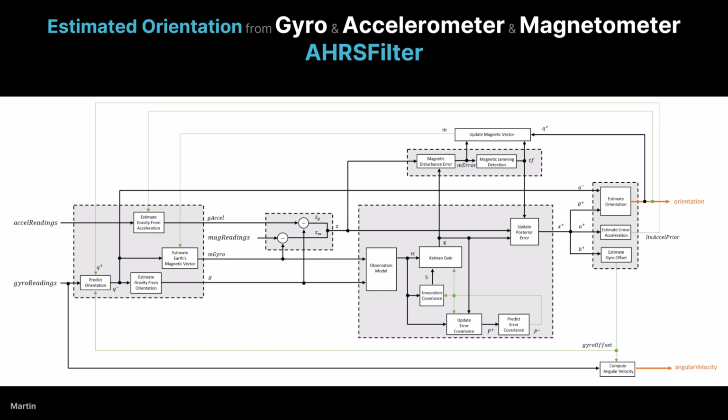The AHRS filter in MATLAB's Sensor Fusion and Tracking Toolbox uses a multiplicative extended Kalman filter to estimate device orientation from gyroscope, accelerometer, and magnetometer data. It predicts orientation using gyroscope integration and then corrects errors using accelerometer measurements for roll and pitch and magnetometer measurements for yaw. Instead of directly updating the quaternion, the filter estimates a small error quaternion, preserving numerical stability and unit norm. It also tracks gyroscope bias to reduce long-term drift, resulting in a robust drift-compensated 3D orientation estimate.